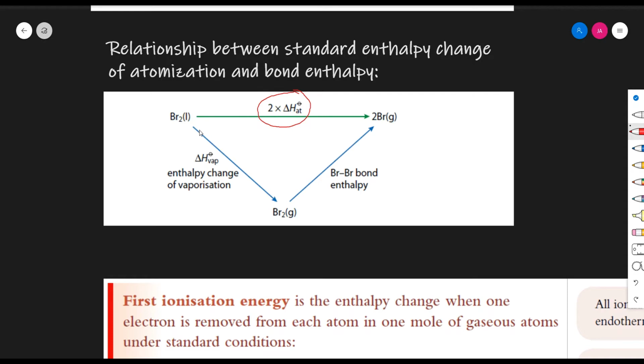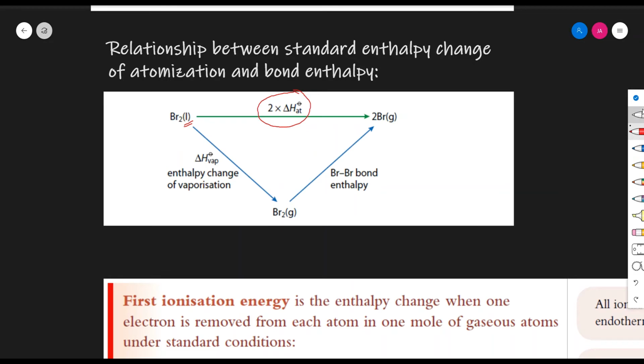This process involves initially vaporizing Br2 liquid, as I stated previously, into Br2 gas. And this arrow would represent the enthalpy change of vaporization of Br2. And once Br2 is in the gaseous state, any energy supplied after that will go to break the Br bond enthalpy to produce 2 gaseous Br atoms. I hope this clarifies the relationship between enthalpy change of atomization and the bond enthalpies. And in this case, I used a liquid to indicate that the process involves enthalpy change of vaporization.